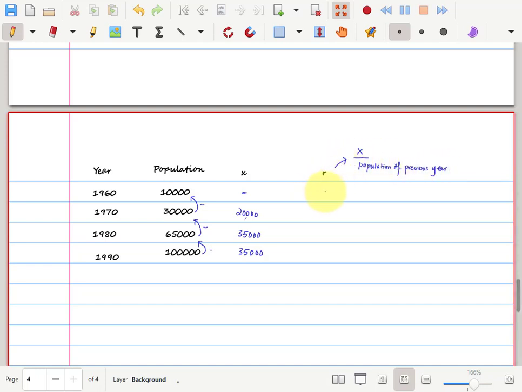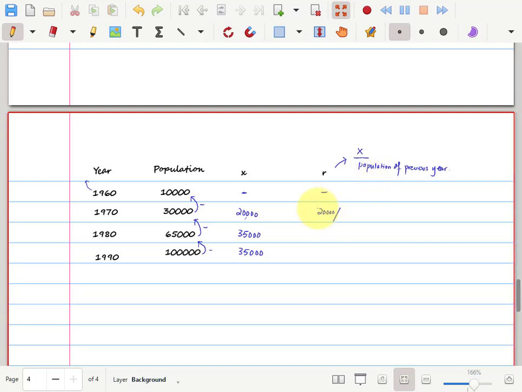Let's try it out. Again, for R, for the first year it is going to be nil, because in the formula you can see we need the population of the previous year. For the first year given to us, 1960, we do not have any previous year. So similar to X, the first value for R will be blank. And for the second term, we use this formula, x divided by population of previous year, right? So what is x? X in this case is 20,000, right?